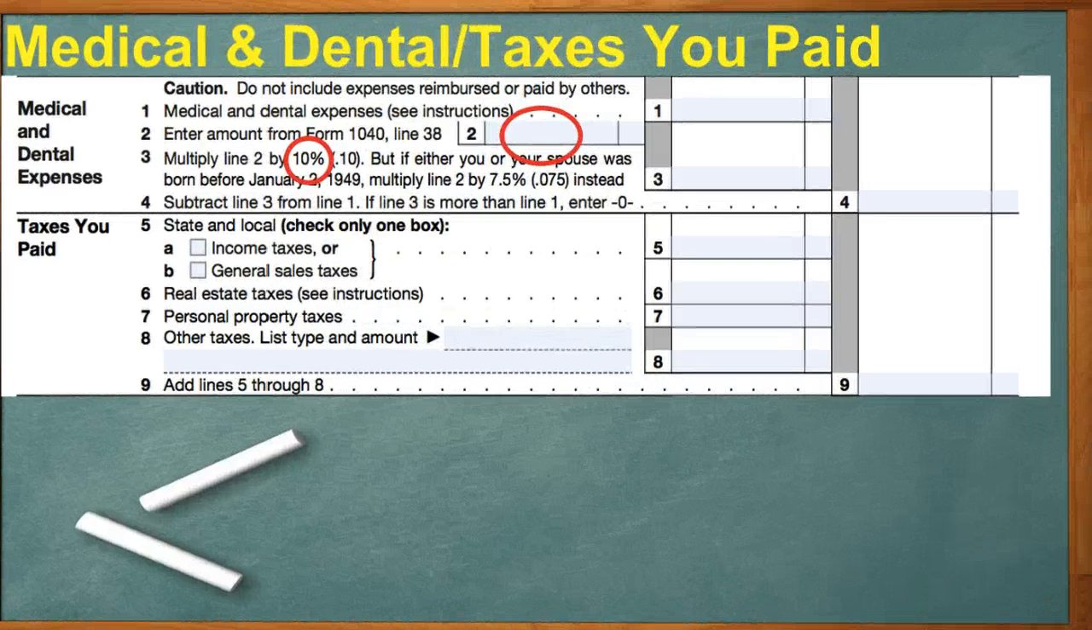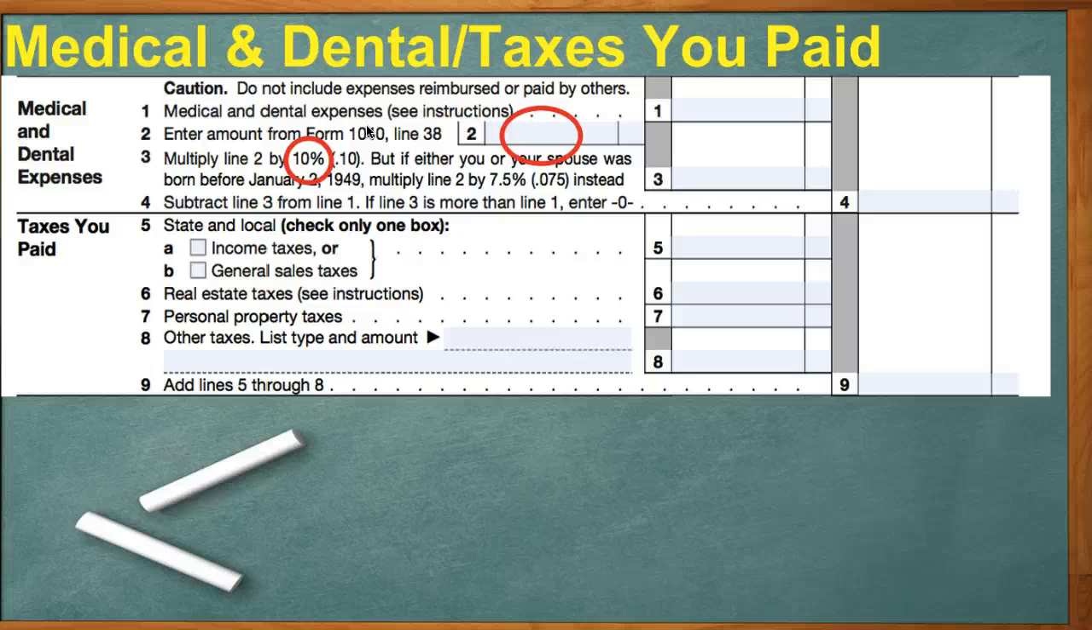Let's look first at the medical and dental and taxes you paid. In this top category, medical and dental, in line 1, you would include all your medical and dental expenses from the year. Now you might want to see the instructions if you have a medical or dental expense that didn't come from a doctor. Say, for example, you went to Target and you purchased a teeth whitening kit or something like that. That would not be deductible.